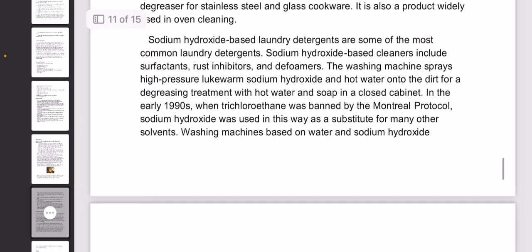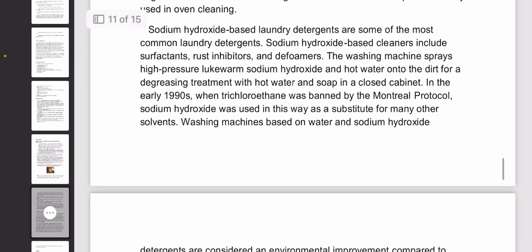Sodium hydroxide based laundry detergents are some of the most common laundry detergents. Sodium hydroxide based cleaners include surfactants, rust inhibitors, and defoamers. The washing machine sprays high pressure water, sodium hydroxide, and hot water onto the dirt for the degreasing treatment, with hot water and soap in a closed cabinet.